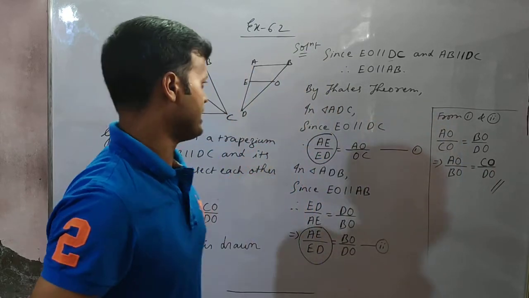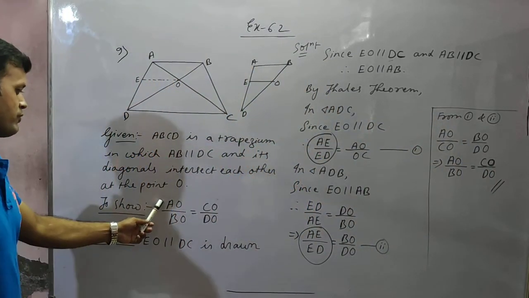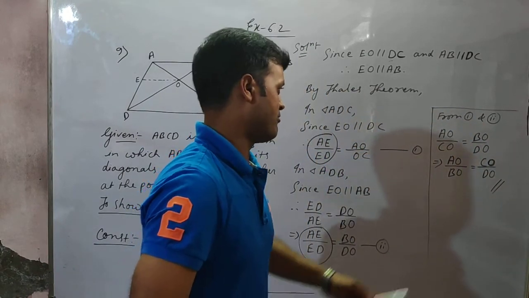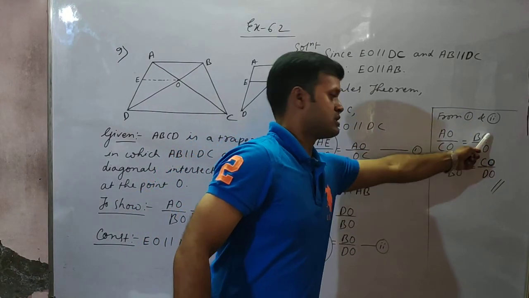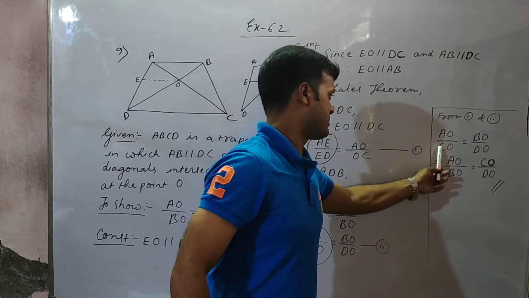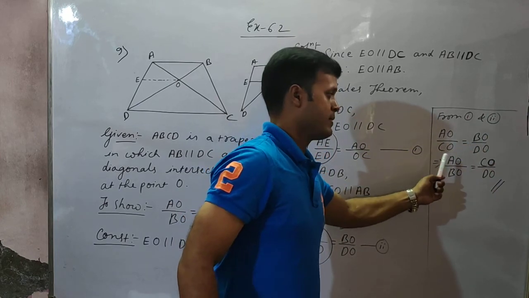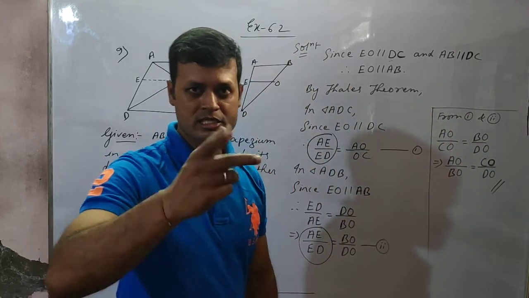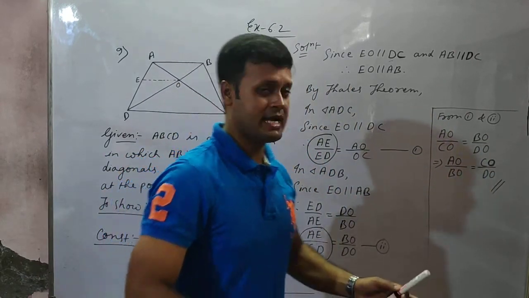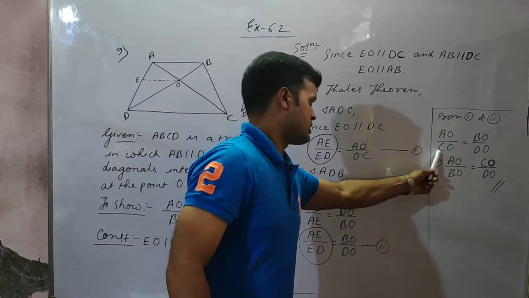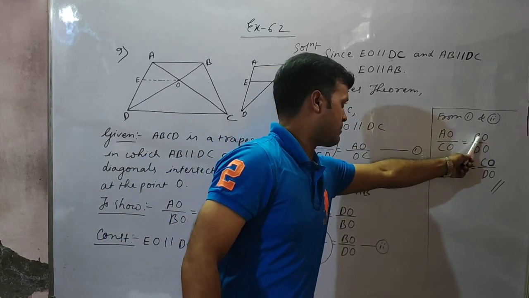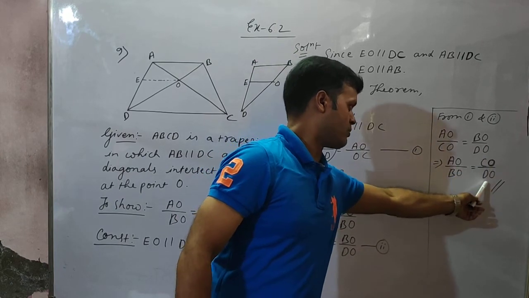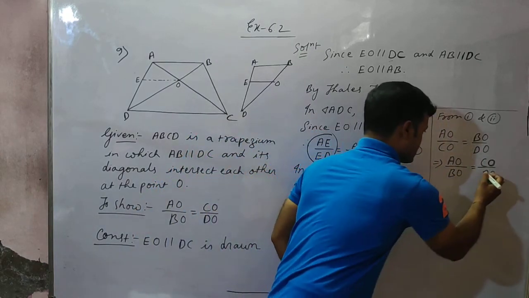Then what I need to prove is AO by BO, isn't it? So I just flipped CO and BO. BO I brought down and CO I brought here. Flipping means exchanging the positions. So CO I took in place of BO and BO I took in place of CO. Therefore I got AO by BO is equal to CO by DO.